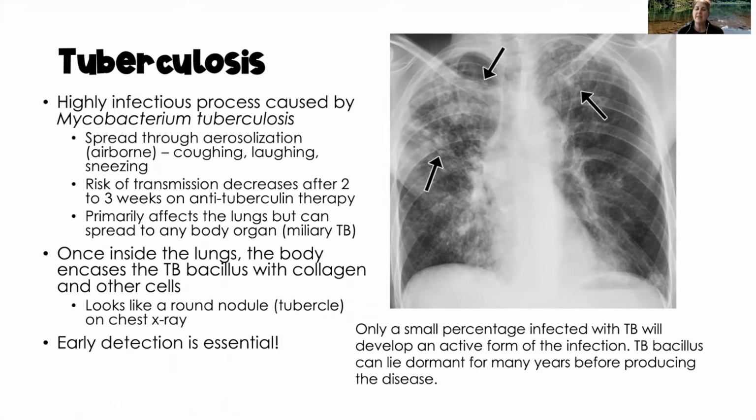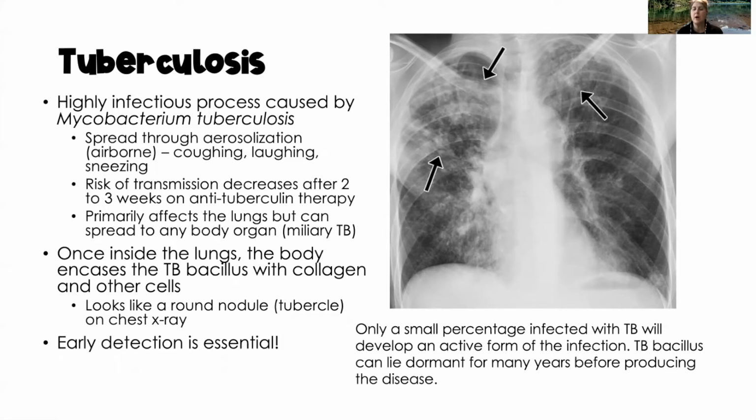Now, once inside the lungs, the body is going to encase this bacteria with collagen and other cells, and it actually looks like a nodule on chest x-ray. And you can see, hopefully, in this chest x-ray, some of these little nodules that these arrows are pointing at. And those are called tubercles. Early detection is essential for tuberculosis.